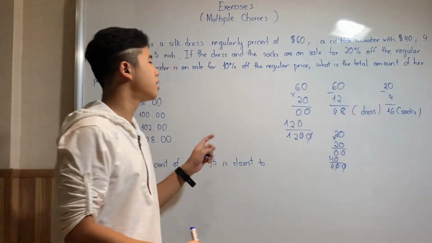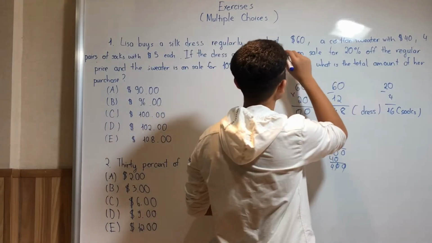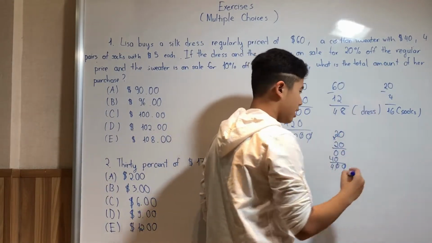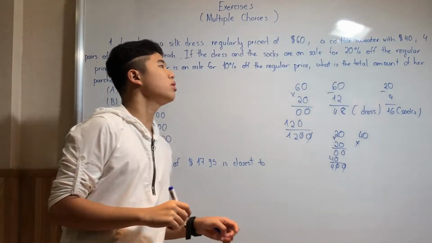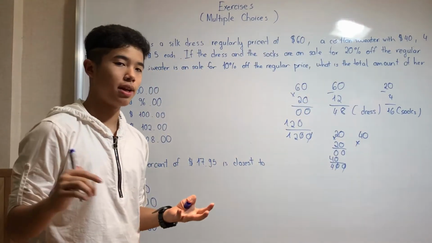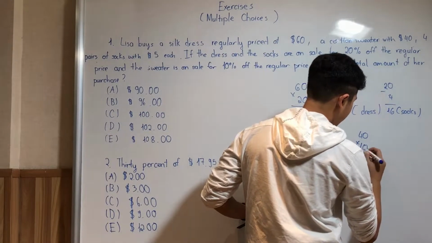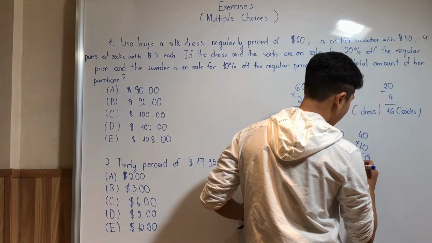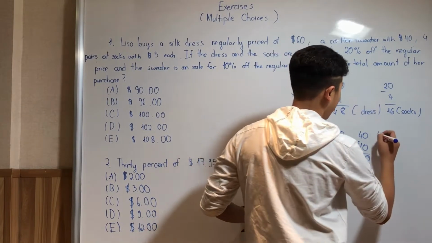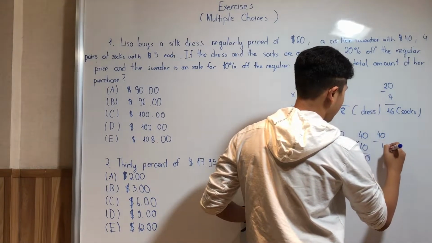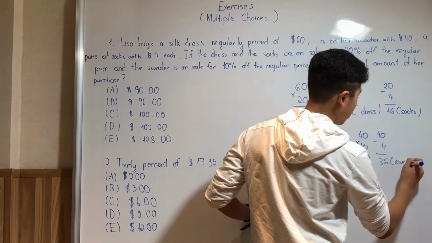Last one, the sweater, just 10%. So we take 40 for the sweater, then 40 times 10%, not 20%, because it is just reduced by 10%. That is also 4, and we take 40 minus 4, which is $36 for the sweater.